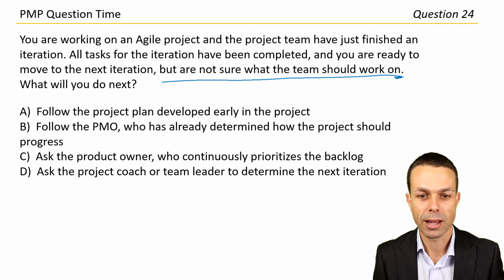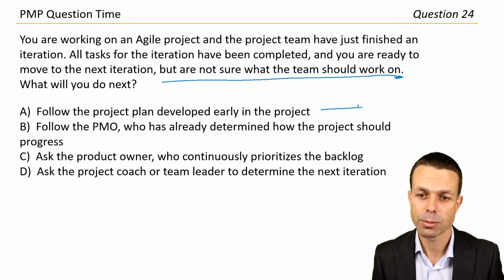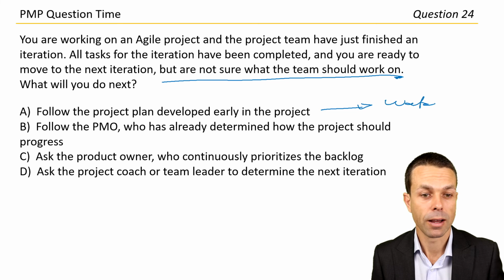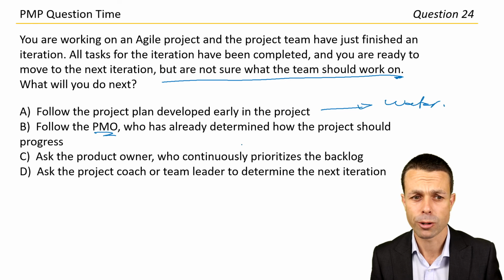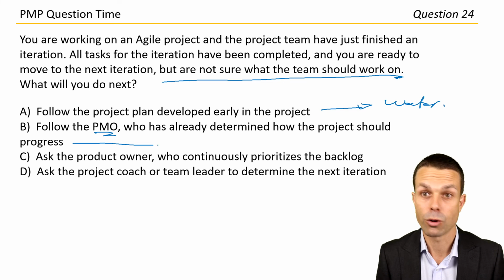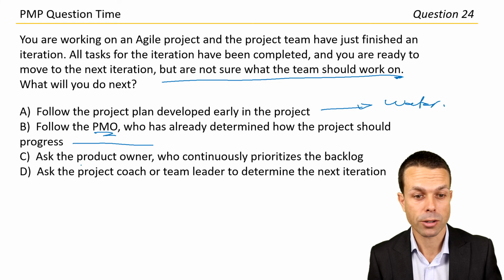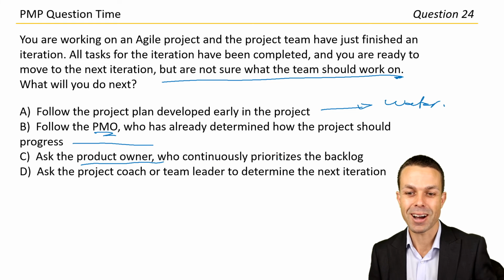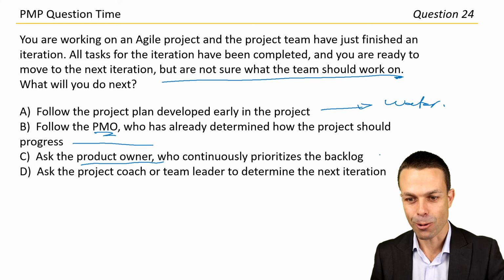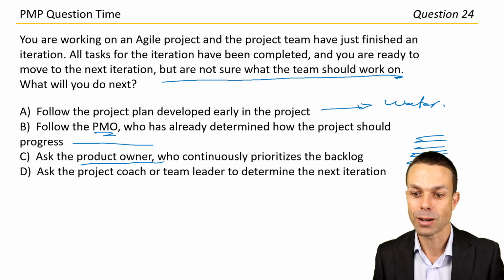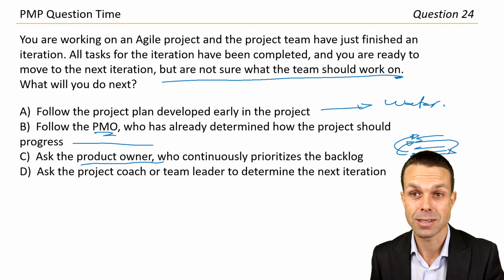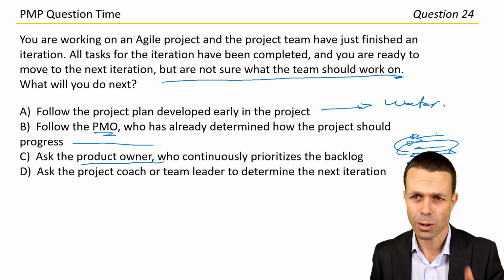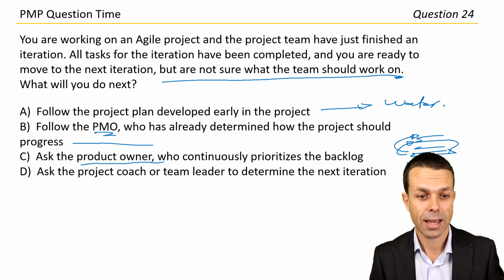Will we follow the project plan developed early in the project? Probably not, because that's more of a waterfall approach. Will we follow the project management office, who's already determined how the project should progress? Again, probably not, more of a waterfall approach. Should we ask the product owner, who continuously prioritizes the backlog? That looks very promising. We've got our backlog of items or features, and sometimes one might move up, this one might move down, but it's all prioritized by the business, who's represented by the product owner. Probably answer C. Let's check out answer D.